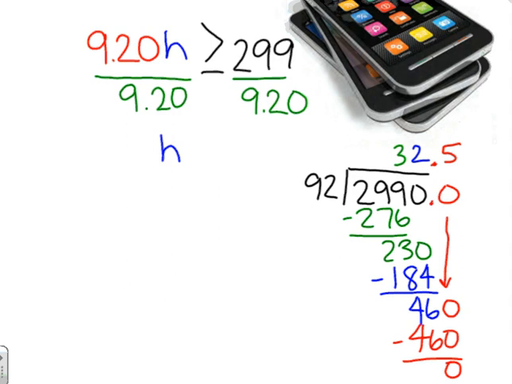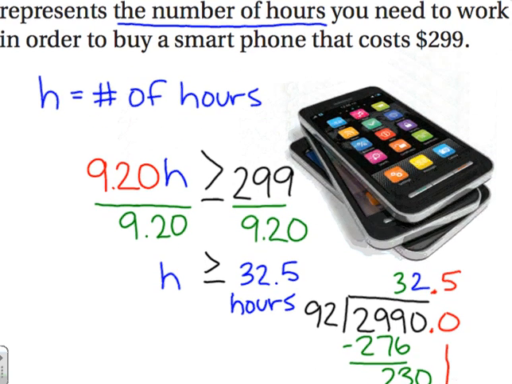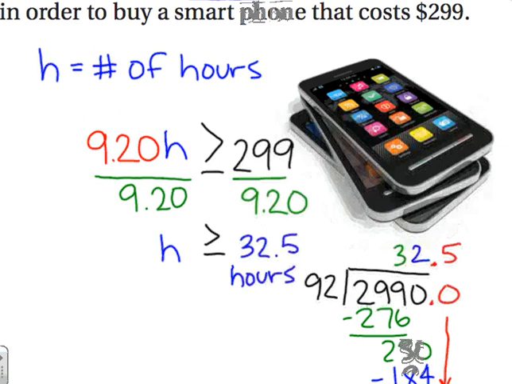All right, I cut out all those steps just to speed it up a little bit, but everything is color-coded so you can see exactly where that came from. So the number of hours that you would need to work would need to be at least 32.5. And we're going to keep the same symbol. So hours is greater than or equal to 32.5. And we'll put units of hours. So if you're working full-time, that's almost a full work week at 40 hours per week.